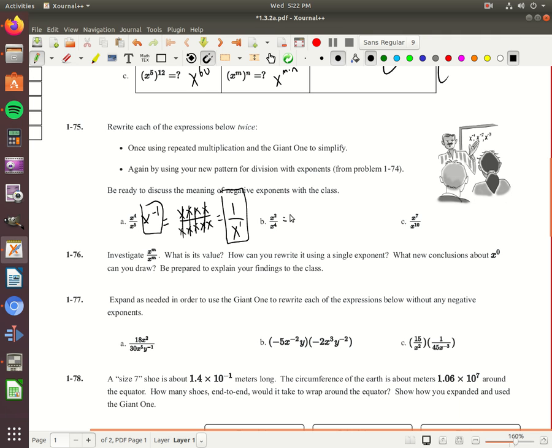2 minus 4. 2 minus 4 is negative 2. Or we have x over x times x, x, x, x. These cancel out, and it leaves me 1 over x squared. So again, kind of interesting. You can see what happens to a negative exponent.